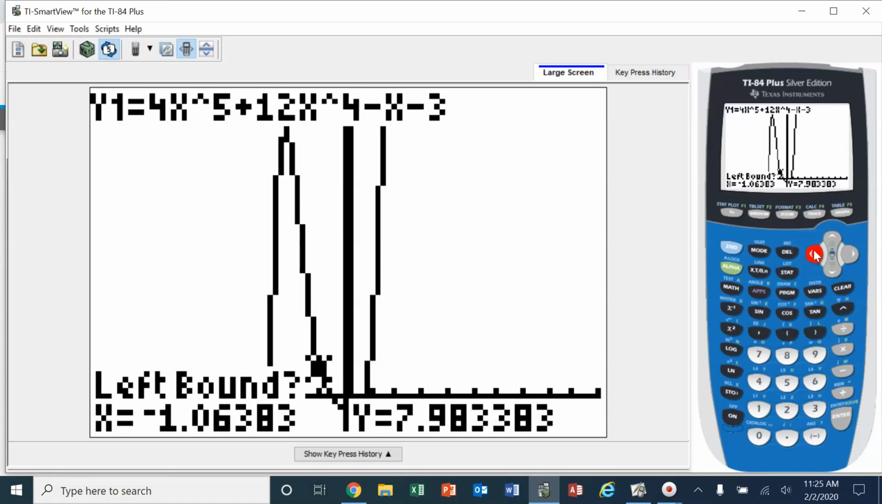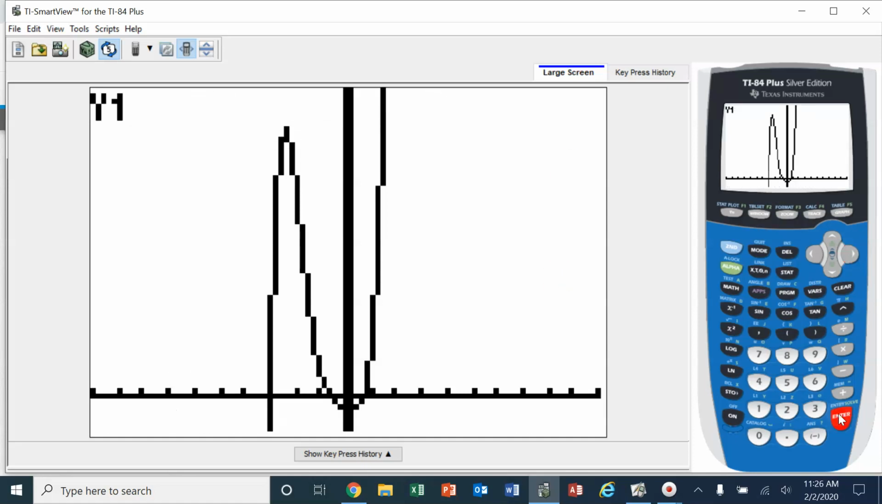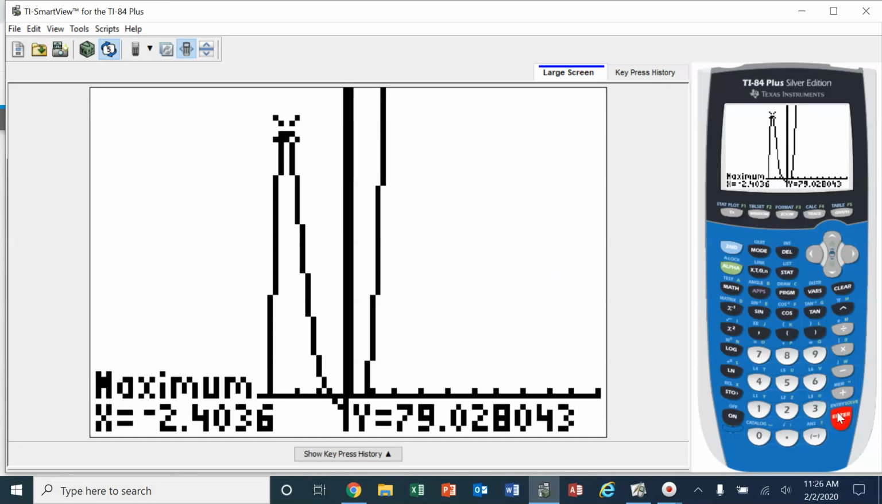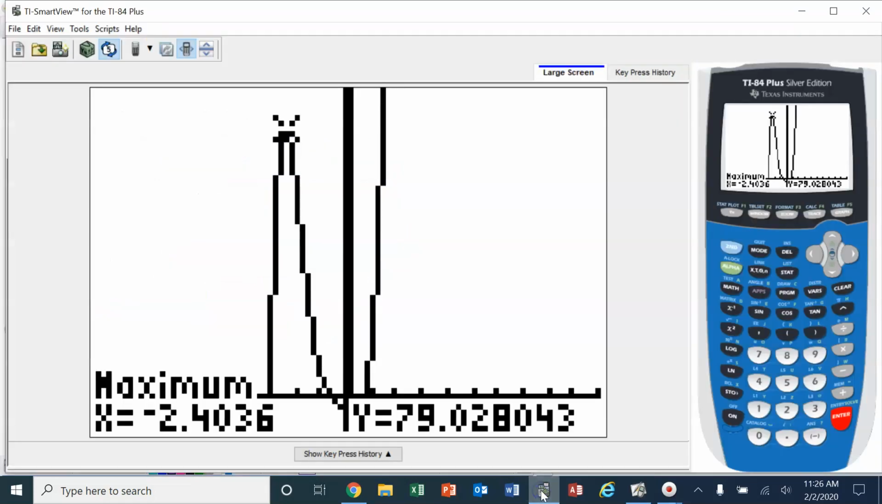So that's a high number. All right, so let's go maximum. I'm going to move this around to the left side. Move it around to the right side. All right, there we go. Wow, 79.03. All right. So the maximum is at negative 2.4, comma 79.03.